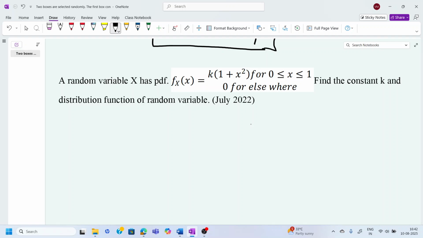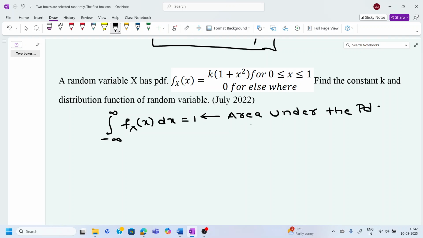So we know the property of the density function: the integral from minus infinity to infinity of f_X(x) dx is 1. This is nothing but the property that the area under the density function curve, under the PDF, is 1. So this is the property that we will use whenever we are asked to find the constant from the given density function expression.